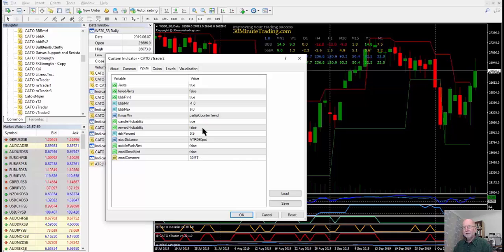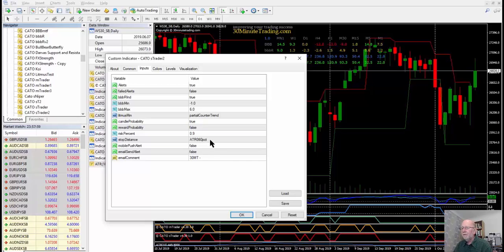Reward probability, I've set that to false because I'm going on the basis that all trades on the time frame I'm interested in will have the appropriate reward probability. That's the inherent reward ratio, which you'll see on the strength meter up here. And basically anything that's green down the bottom there is good. So I pre-configure for this. Risk percent 0.9%, stop distance ATR 60%. So that's a really tight stop, and on the Wall Street it turns out that's quite a useful one to use.